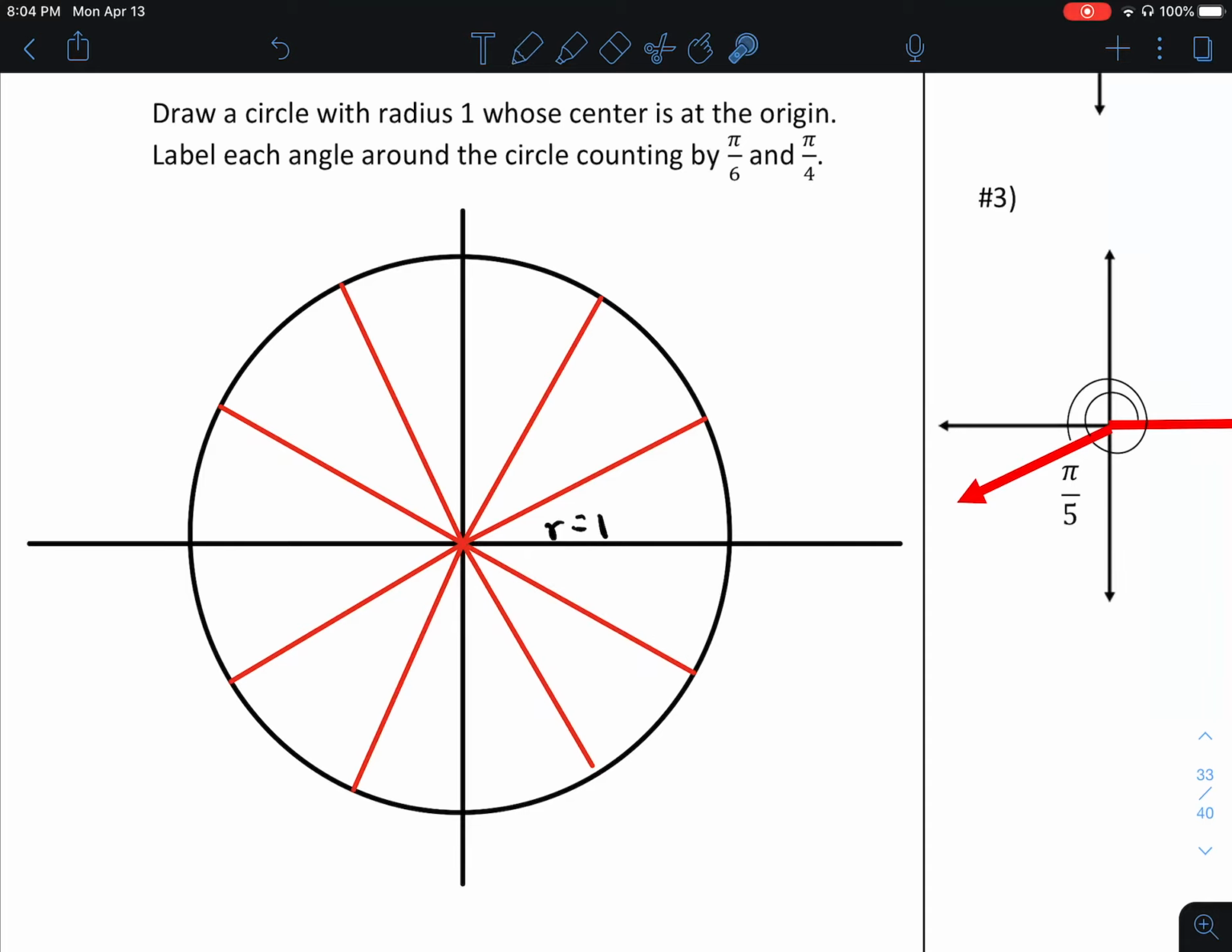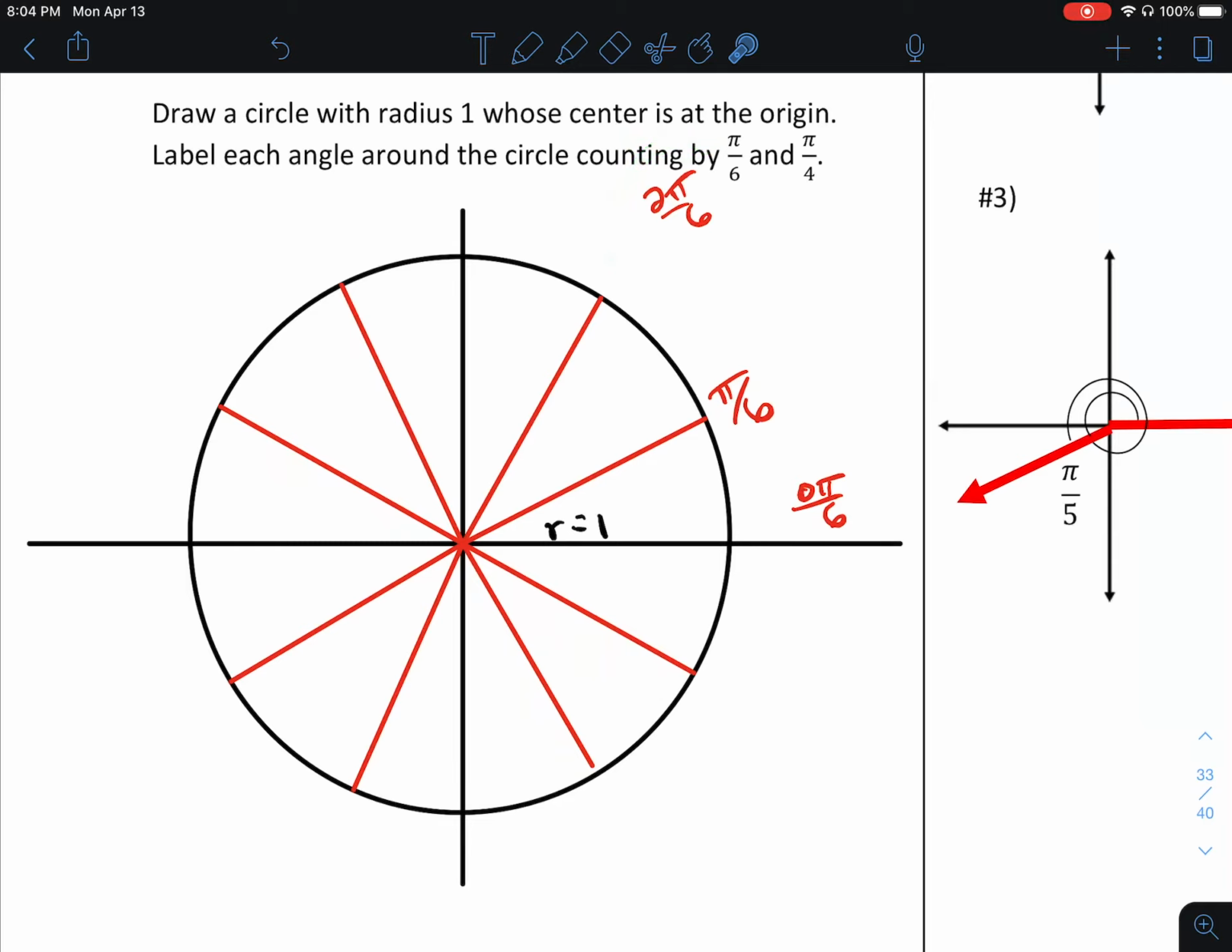So here's how this works. At the beginning, counting by pi over 6, we have 0 pi's over 6. So I'm going to write that down, 0 pi over 6. Now you know that's 0, but work with me here. If that's 0 pi over 6, this first mark must be 1 pi over 6. And the second mark must be 2 pi over 6. This is going to get reduced. That's why I wrote it off to the side.